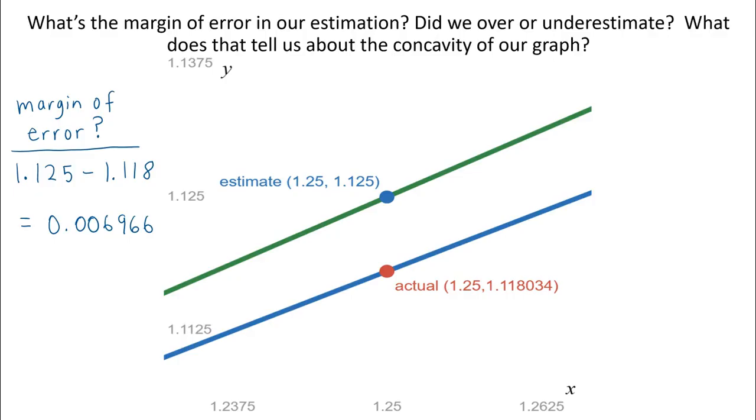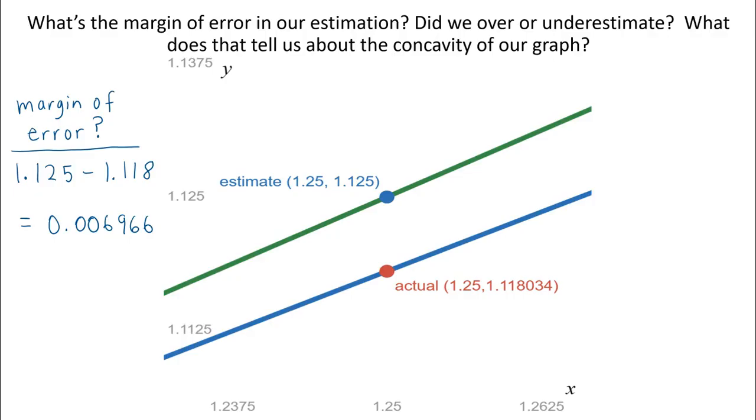So what does this overestimation or underestimation tell us about the concavity of our graph at this particular point? Well, if we overestimated, we know that the graph of our linear approximation is above the original function. And that means that the original function is concave down at this point. If we had an underestimate, which we didn't in this case, we know that the graph of our linear approximation is below the graph of the actual function at that point, and that tells us that the graph is concave up at that point.